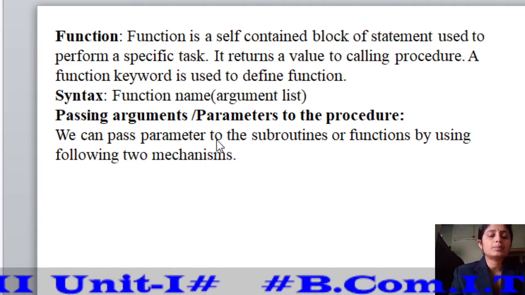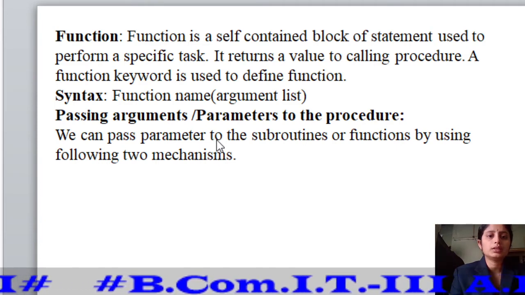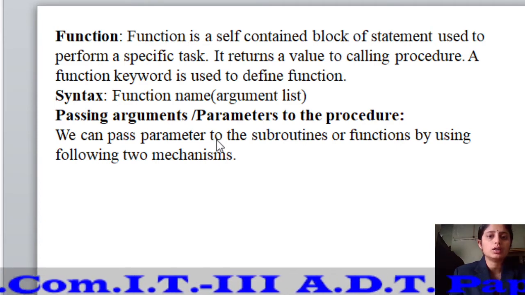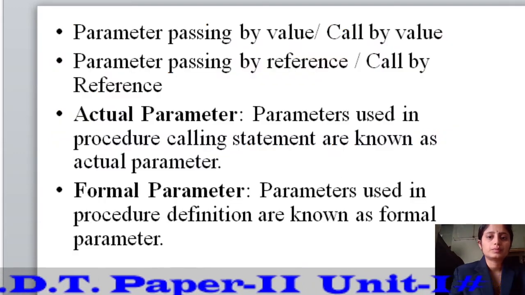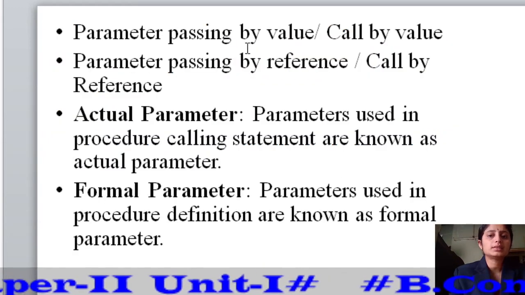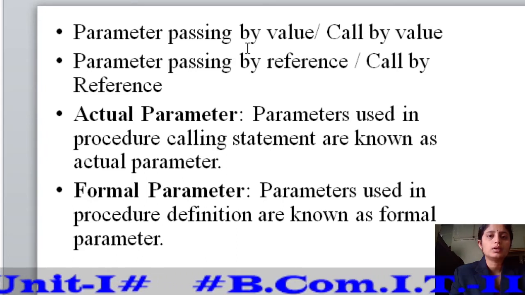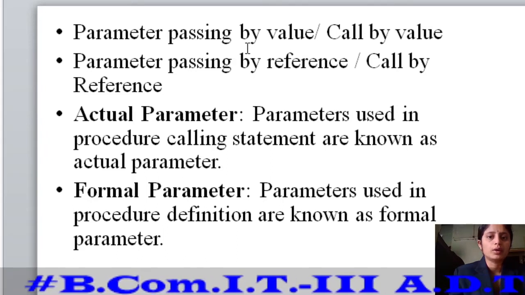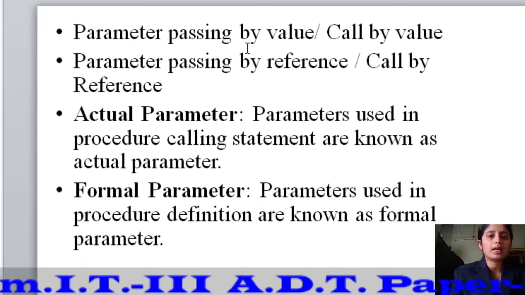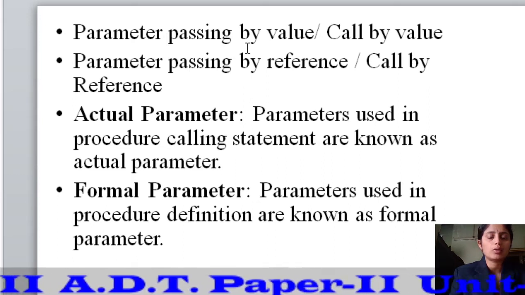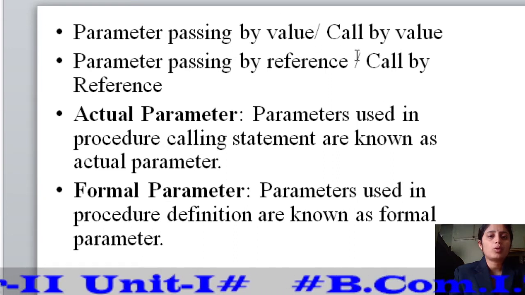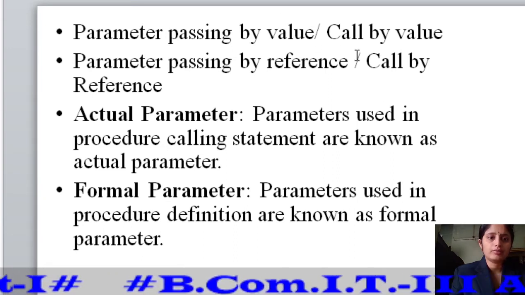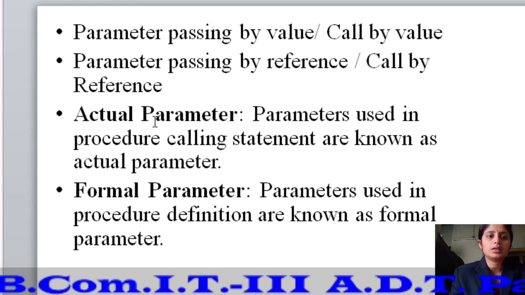We can pass parameters to subroutines or functions by using two mechanisms. They are as follows: parameter passing by value, also called call by value, and parameter passing by reference, also called call by reference. Before we learn about call by value and call by reference, let's see some terms.